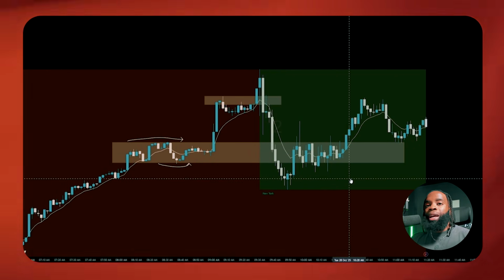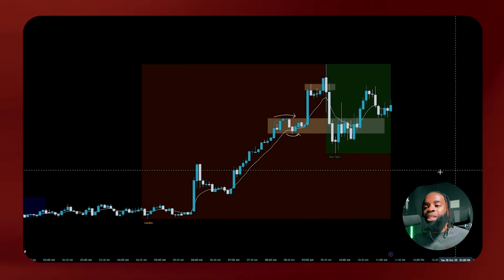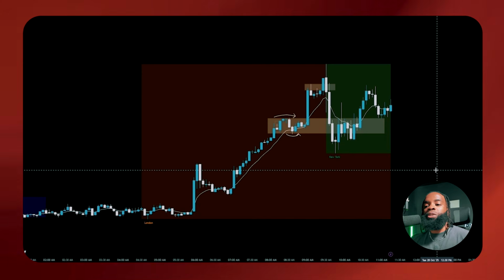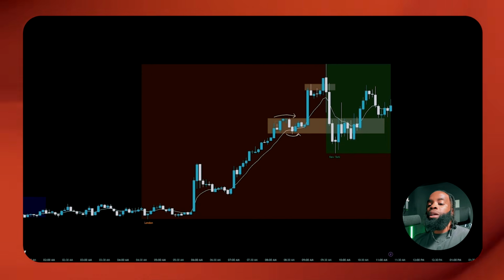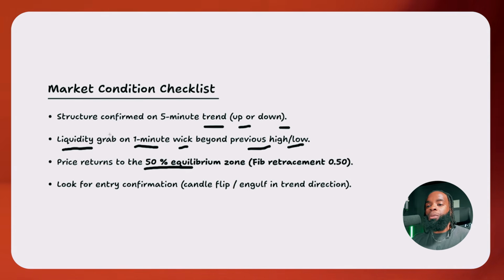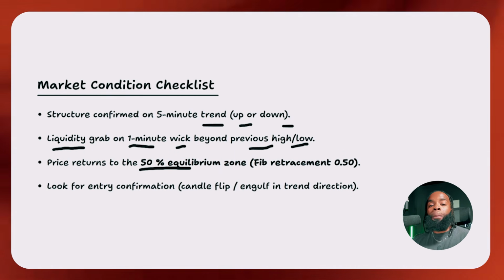Now, going back to the 5-minute scale, after that happens, let's say you missed that opportunity, the other opportunity is still in the table. And that goes right back to following our market condition rules that we're going to be looking for confirmation on a 5-minute trend up or down.